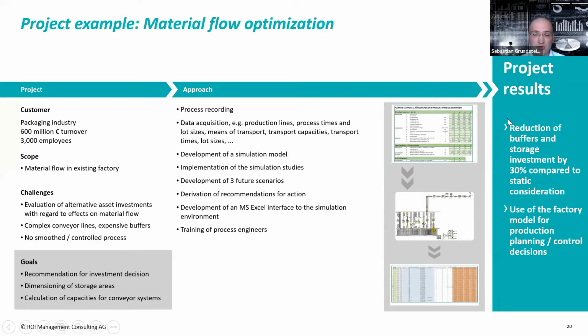In that case, that was really interesting because we also did a static calculation, and after we took the real order data and the real data from the past, we calculated that we needed 30% less investment in conveyor belts and machines compared to the static scenario. So we could significantly reduce the investment.